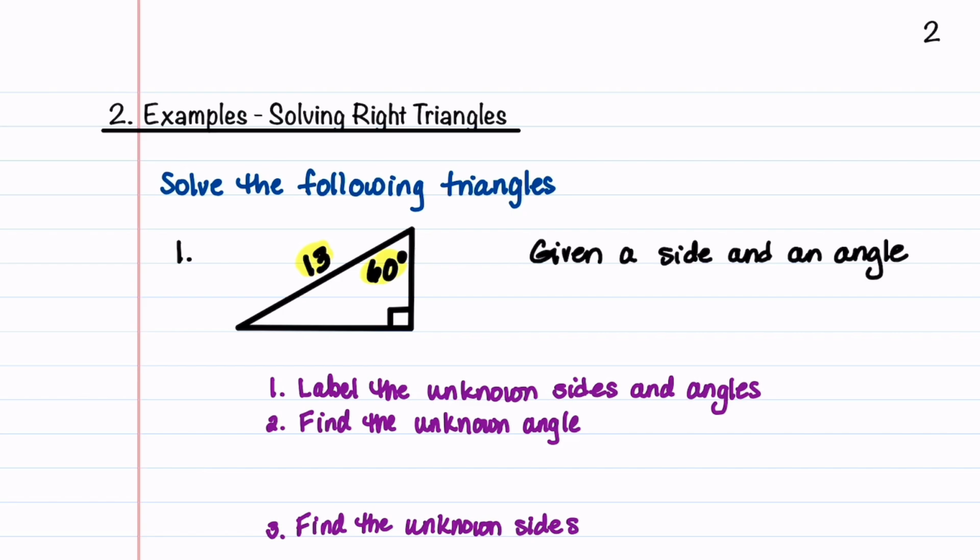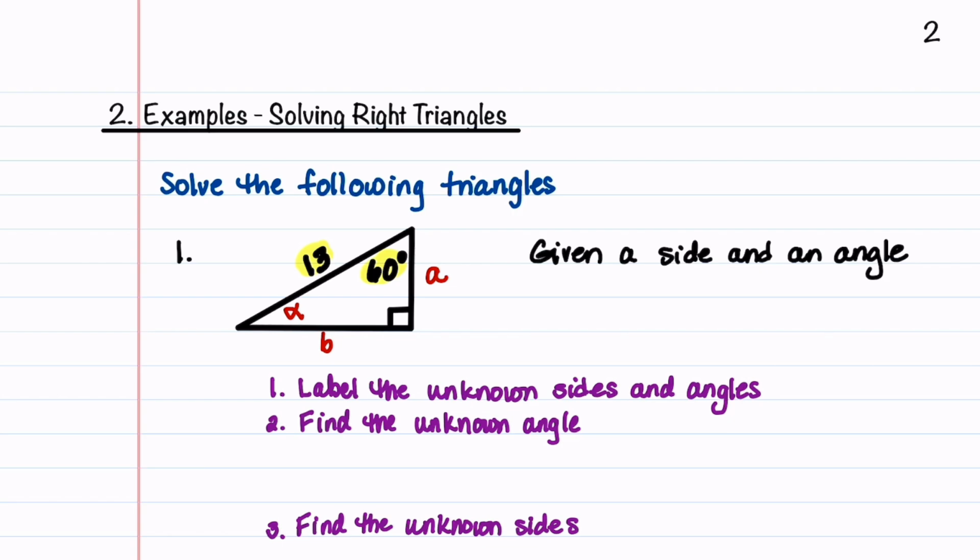The first thing we're going to do is label the unknown sides and angles. So we'll label our right-hand side as A, our bottom side is B, and we'll label the angle opposite side A alpha.